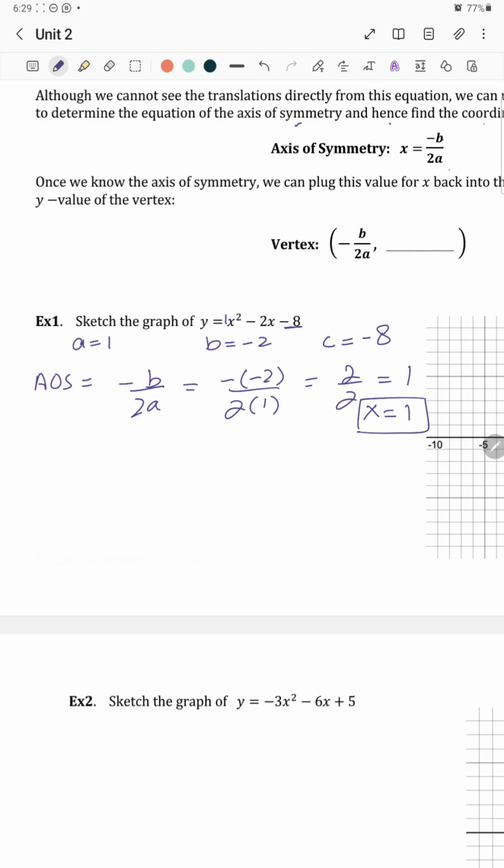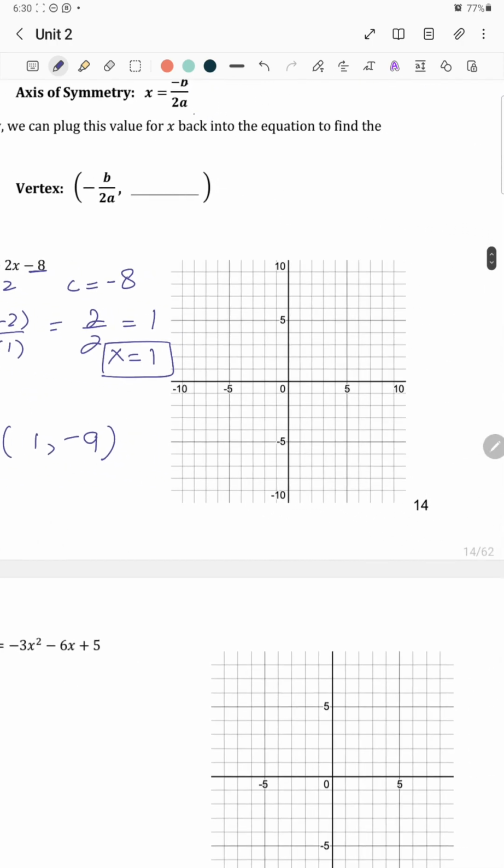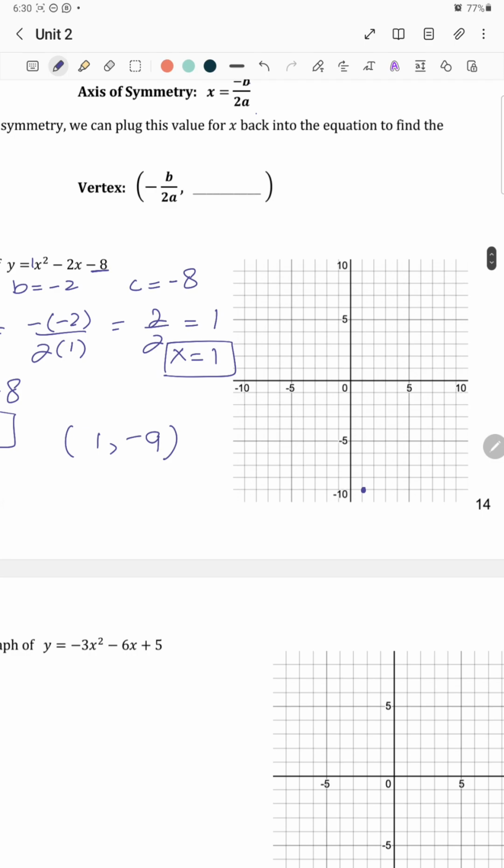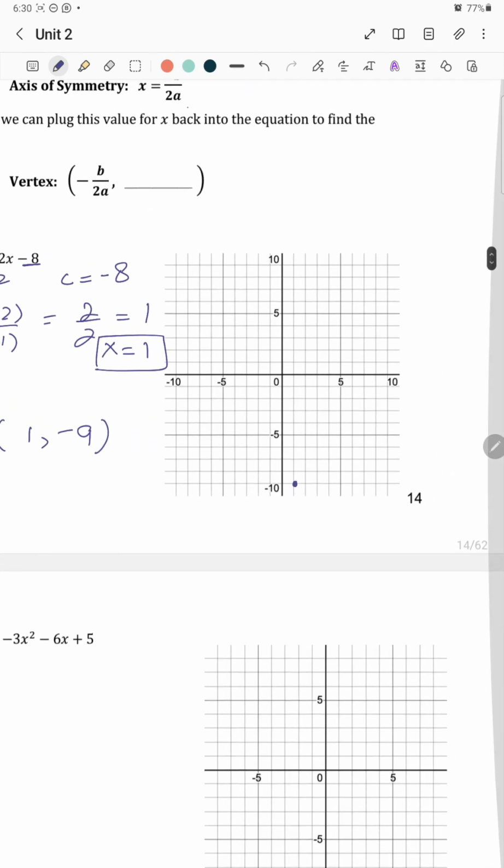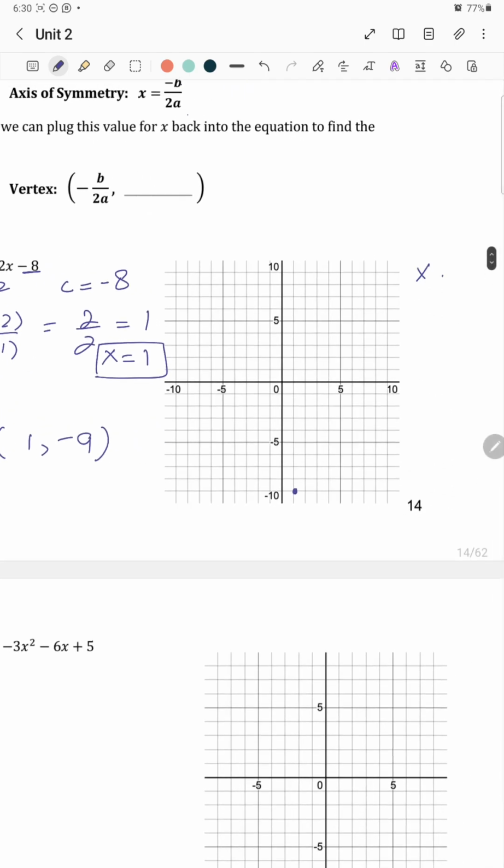Now if we put the value of x in the equation, we will get the vertex. y is equal to 1 minus 2 minus 8, so y is equal to minus 9. So we get the point (1, minus 9). This is the point. Now we need to find some more points by taking x and y.